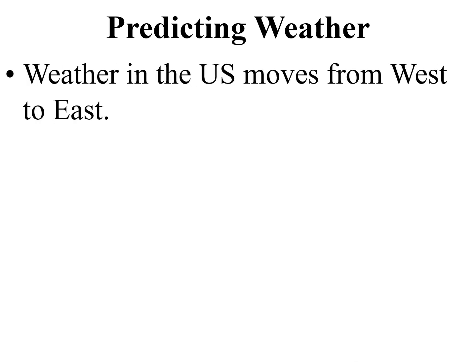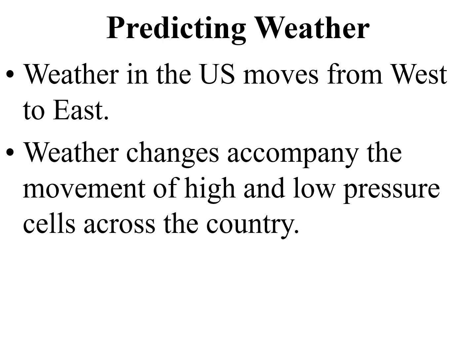So we want to use the ideas that we have put together so far with weather to help us predict weather. First of all, weather in the United States moves from west to east. So whatever conditions you see to your west, you can anticipate coming to you shortly. Weather changes will accompany the movement of high and low pressure cells across the country.